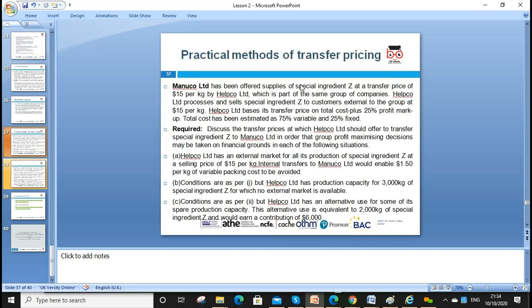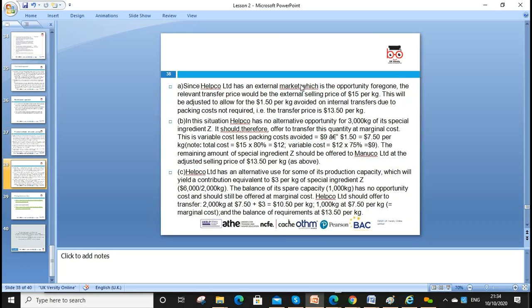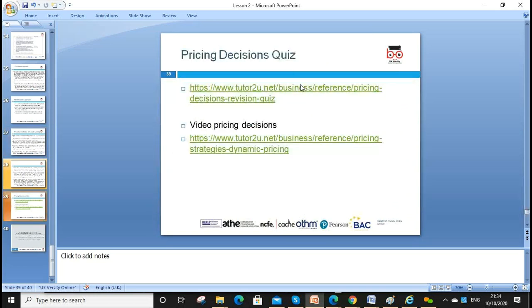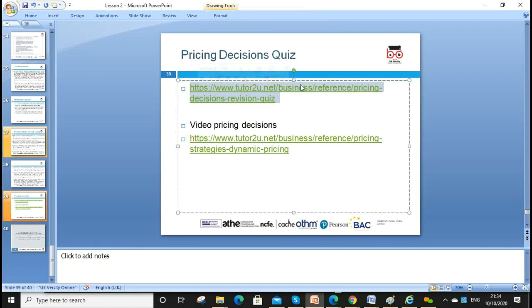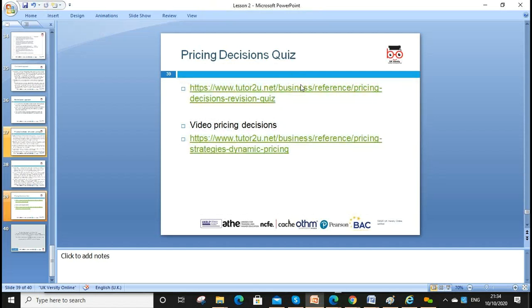Then the practical method of transfer pricing: different pricing in different locations, we can change. This is one of the cases. Make sure you read it and discuss the transfer pricing, and it's always good to transfer price to different locations. So this example will further help you clear your concept. Okay, so this is all we discussed about the pricing decision. I copied the link for you to do the quiz. You can watch the video, which will help you to understand the concept. If anybody has any question, please ask.